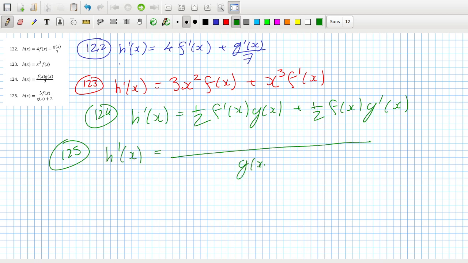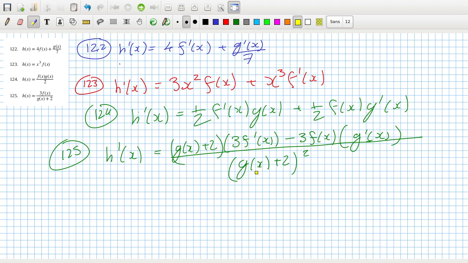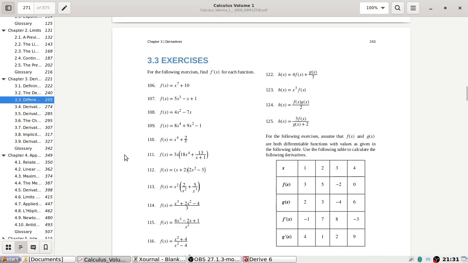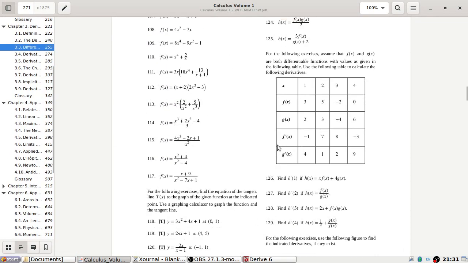The bottom squared. The bottom times the derivative of the top, minus the top times the derivative of the bottom. The bottom squared, the bottom times the derivative of the top minus the top times the derivative of the bottom. Yeah, that looks okay to me. We can check the answers up to 125.